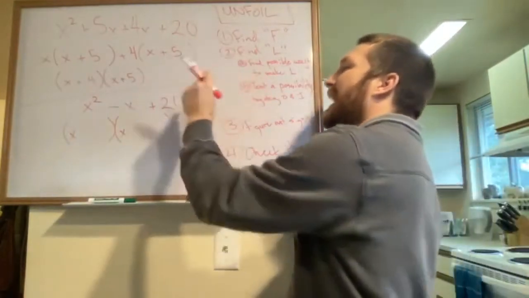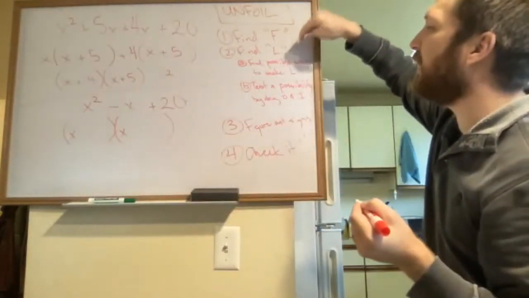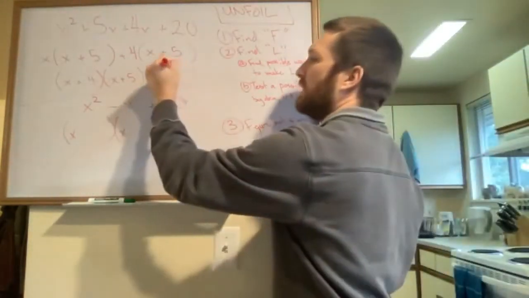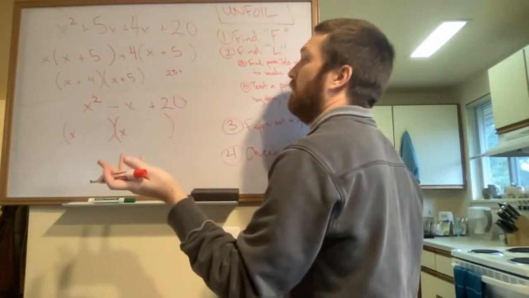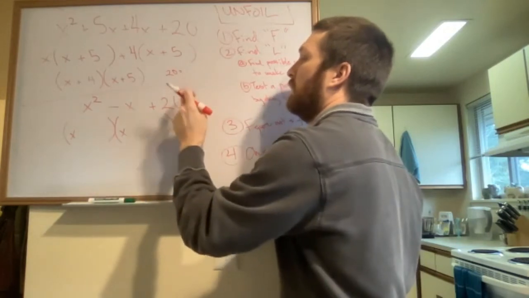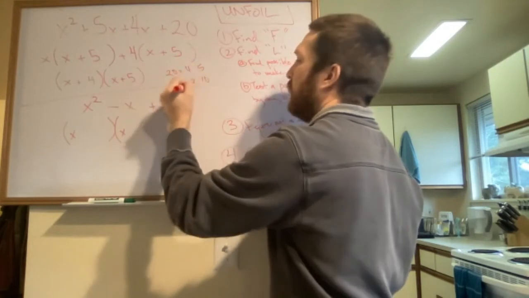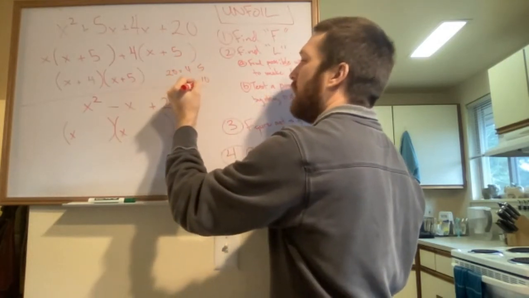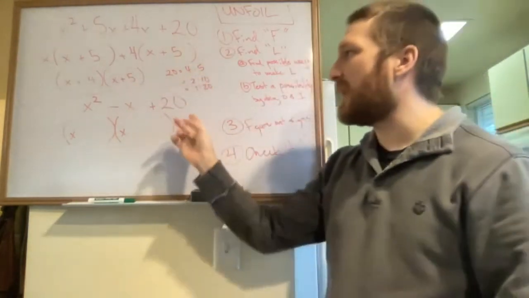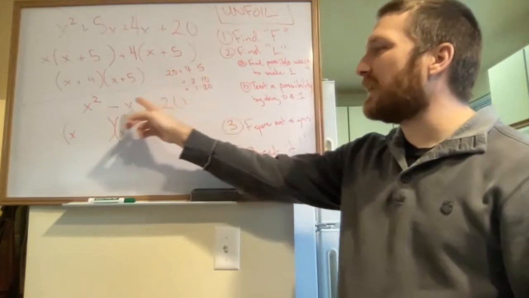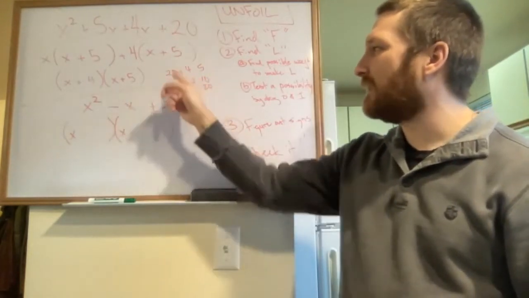Okay, what about my last? What are my possibilities for 20? Right, so we found F. Find L by finding all the possible ways to make 20. 20 equals what? 4 times 5, 2 times 10, or 20 times 1. And as you start to do these, you can kind of see that these numbers aren't going to combine to make that.